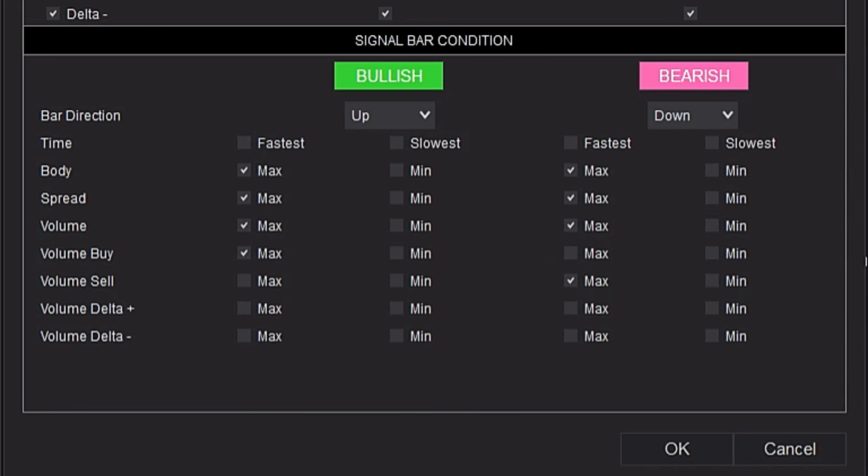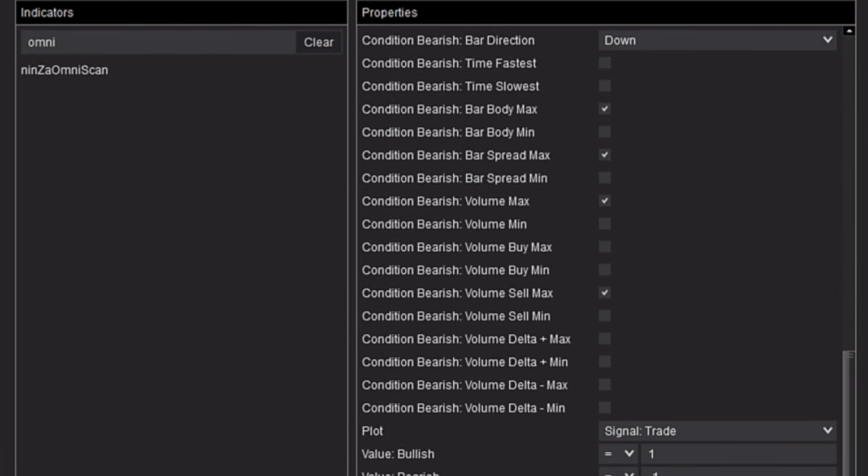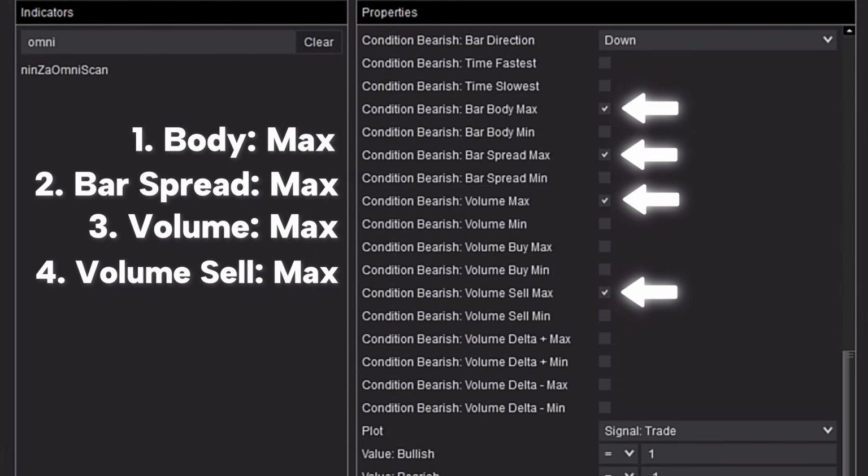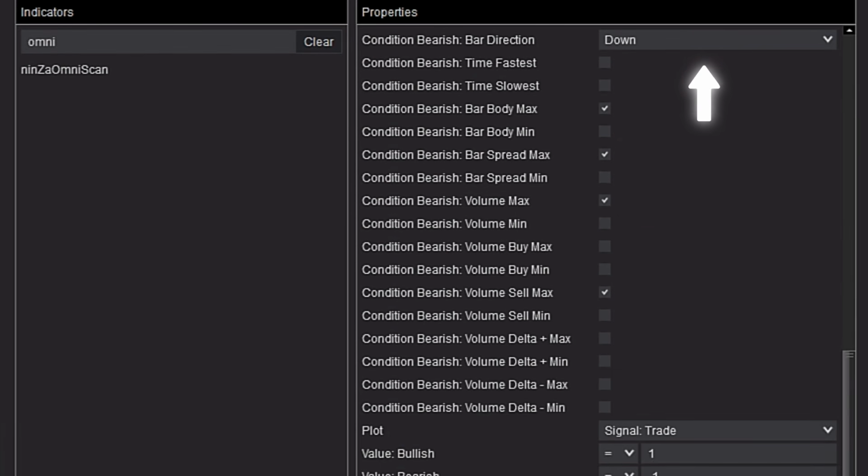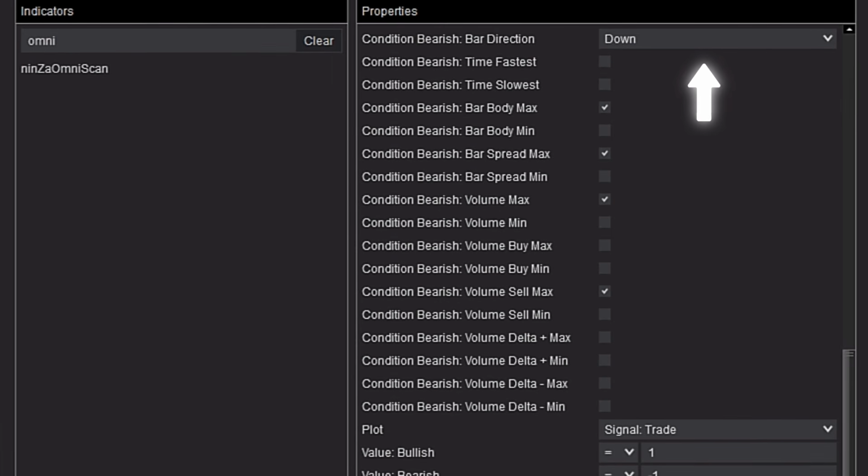Next, inside the OmniSpectrum Scan setup within Captain Optimus Strong, we enable the same four conditions. Body max, largest bearish candle body. Spread max, widest bearish spread. Volume max, highest trading volume. Volume sell max. And of course, the candle must be a bearish candle.